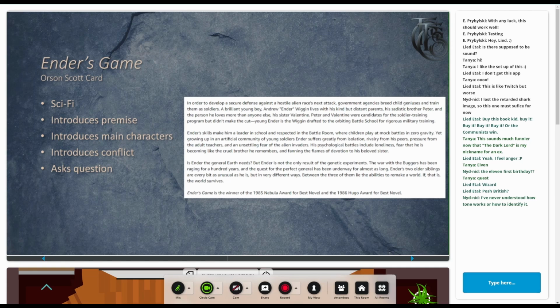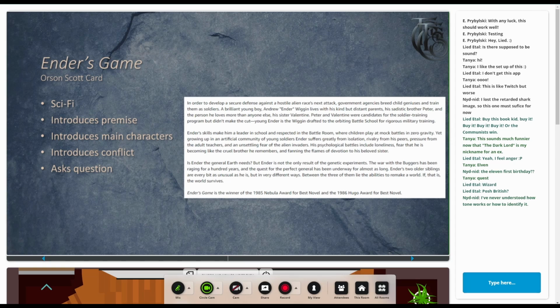In order to develop a secure defense against a hostile alien race's next attack, government agencies breed child geniuses and train them as soldiers. A brilliant young boy, Andrew Ender Wiggin, lives with his kind but distant parents, his sadistic brother Peter, and the person he loves more than anyone else, his sister Valentine. Peter and Valentine were candidates for the soldier training program, but didn't make the cut.